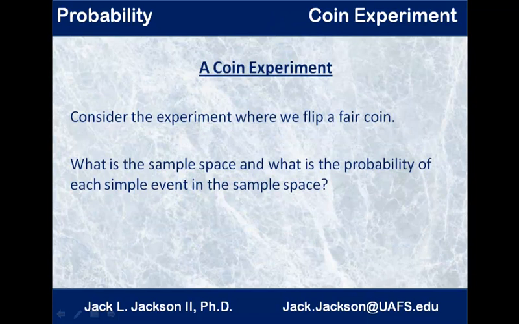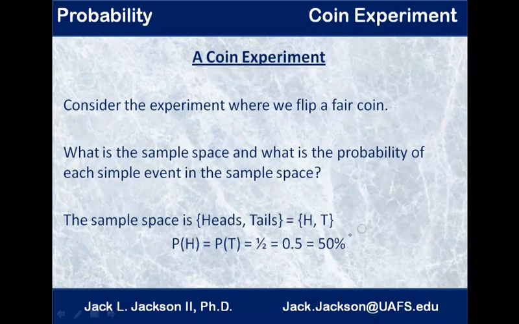So let's take an experiment here. We're going to do a basic coin experiment. We're just going to flip a fair coin. First of all, let's review what is the sample space and what's the probability of each event in the sample space. Well, we know that the sample space is the set containing heads or tails. We'll abbreviate that H and T. And the probability of heads equals the probability of tails, which is 1/2 or 0.5 or 50%.